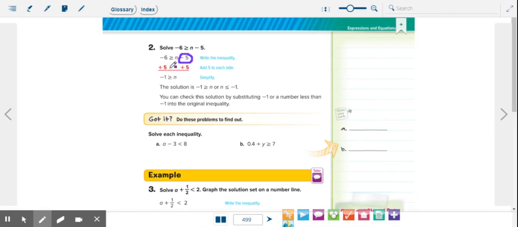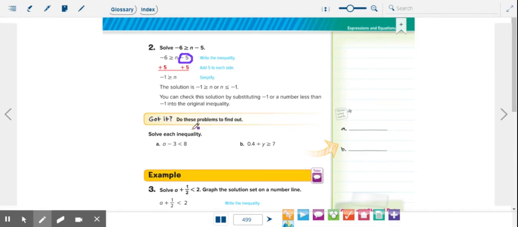Negative 6 plus 5 equals negative 1. Bring down your variable n. And instead of putting an equal sign in the middle, we are going to use the greater than or equal to symbol. And that is the answer. Negative 1 is greater than or equal to n.